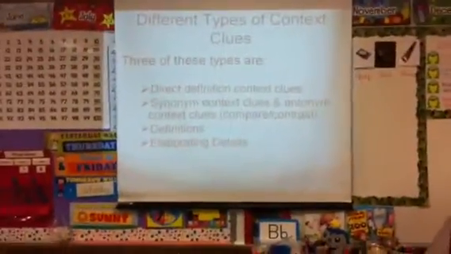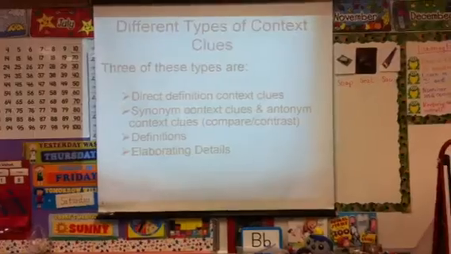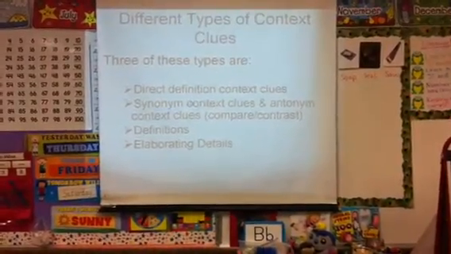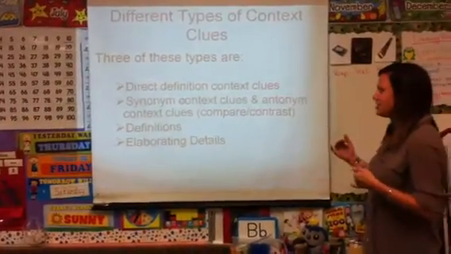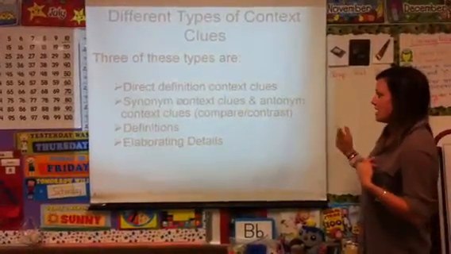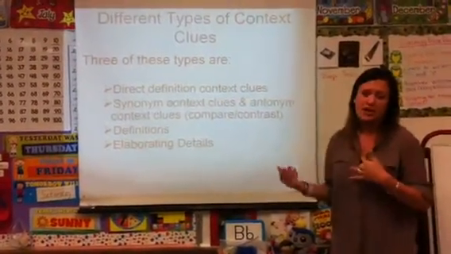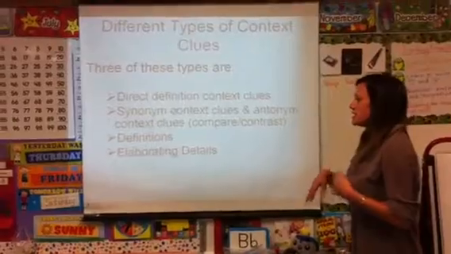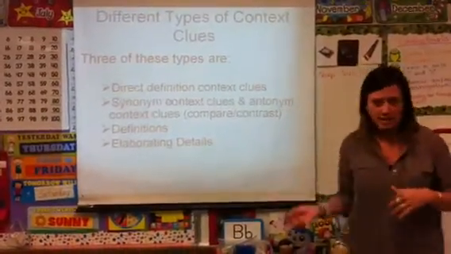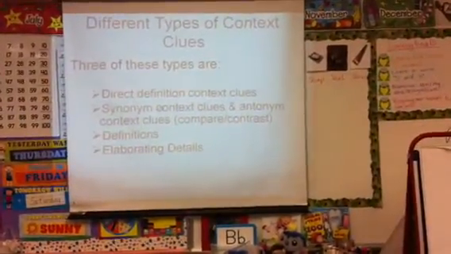So there are actually four types of context clues; I mistyped this. There's the direct definition, there are synonym and antonym context clues, or we like to call them compare and contrast, and there are also definitions and elaborating details within the phrase.